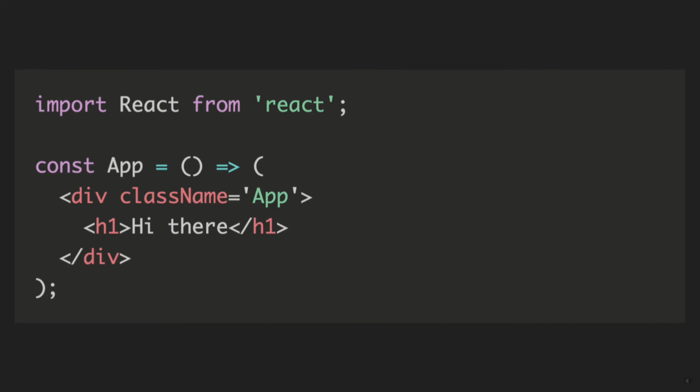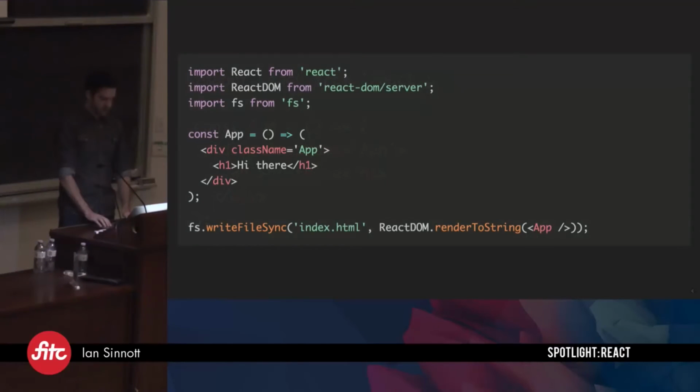Okay, cool. We've got a component, we've got an app. Let's turn it into an HTML file. So we can do that. It's not a big feat. We just import ReactDOM and import the file system module, and then we can write this file out to disk. We can write out index.html and set its contents equal to the string value of our app component, which is cool. Nice. We've got a static site, right?